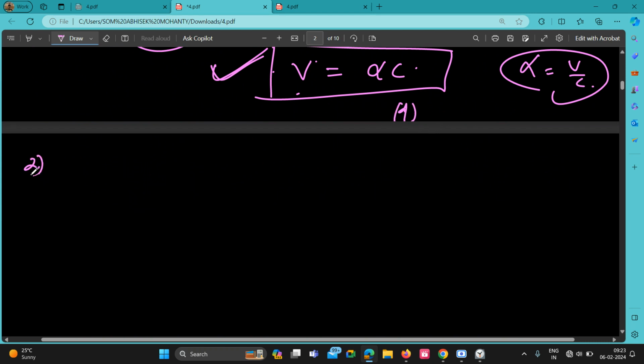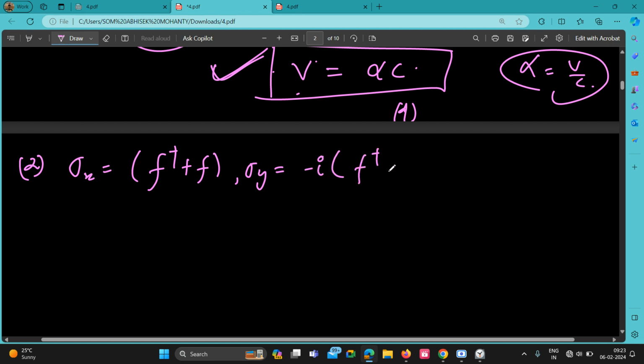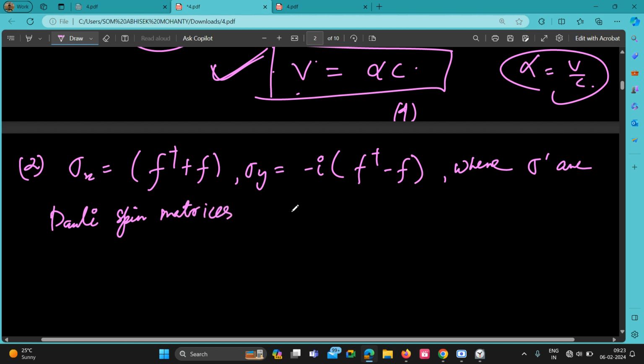Next question, question number 2. Sigma x is equal to f dagger plus f. Sigma y is equal to minus i (f dagger minus f), where sigma are Pauli spin matrices, and f and f dagger obey anti-commutation relations.